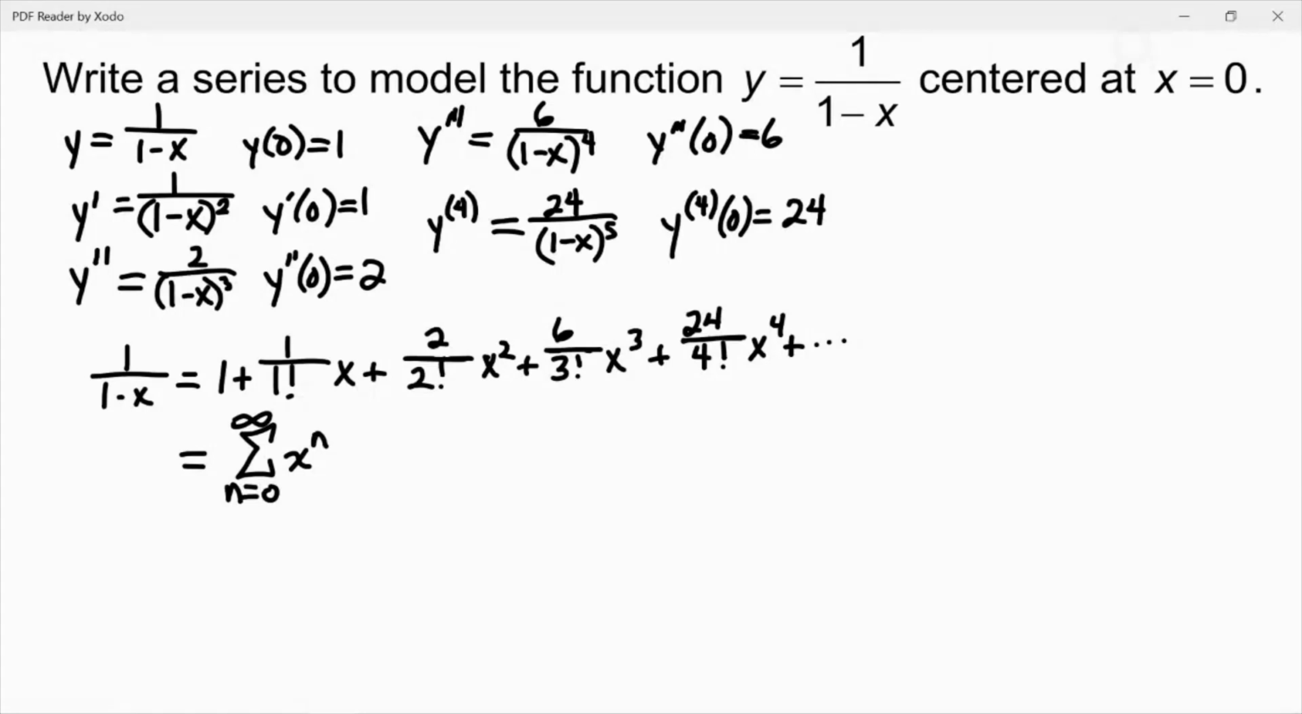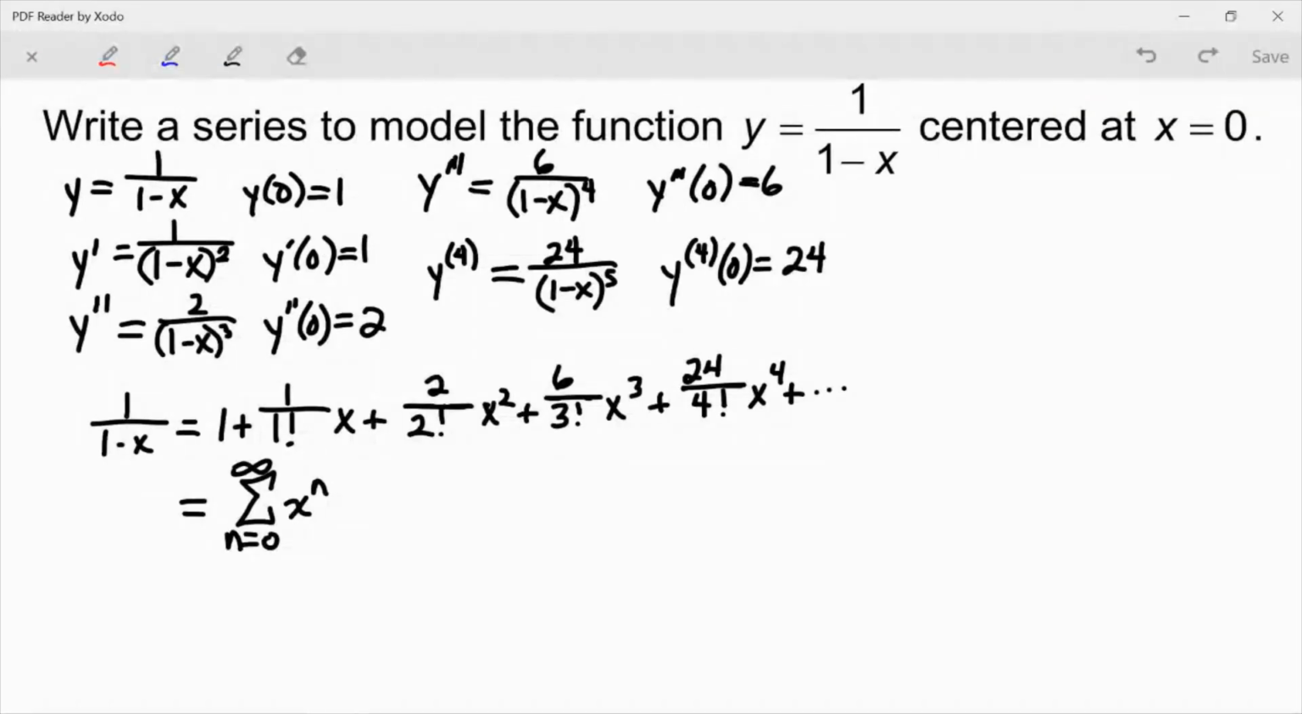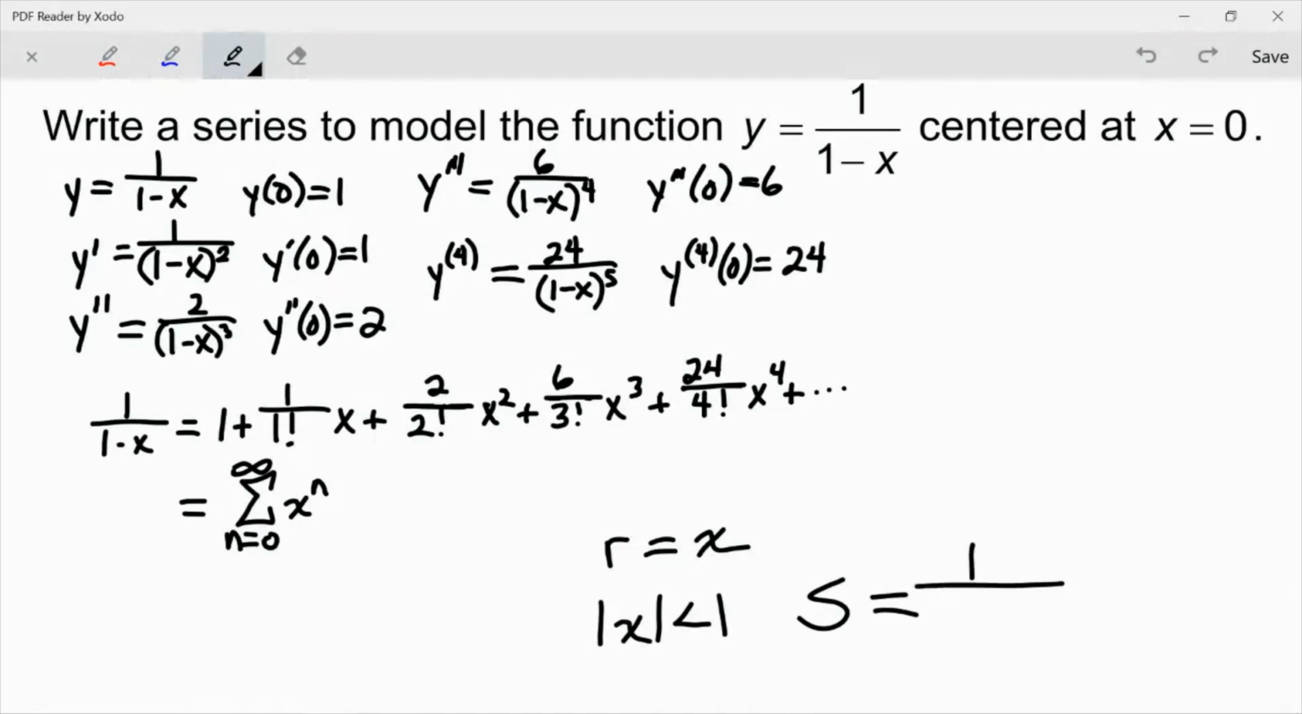Now, interestingly about this one, this is kind of a special case. Looking at that series, my common ratio here would be x, right? So if I had a common ratio of x, let's say we said absolute value of x is less than 1, then the sum of a series that was geometric with a common ratio of x would be the first term, which in our case is 1, over 1 minus that common ratio. So notice that we actually know here that 1 over 1 minus x can be represented by that power series just by the fact that it's geometric.